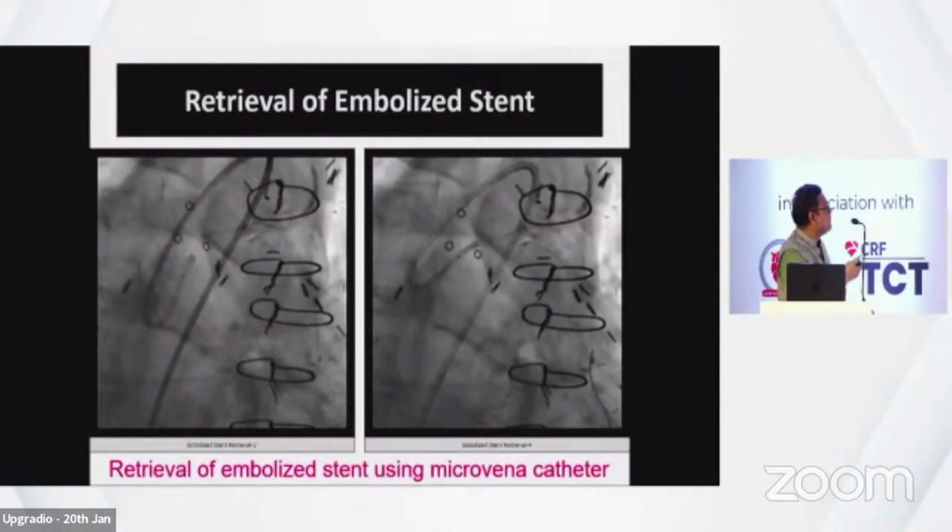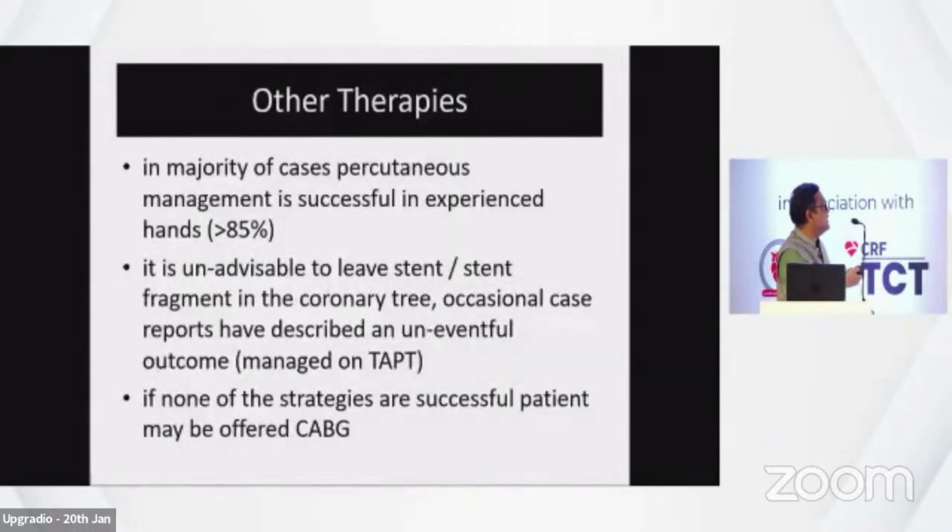So I think this is another case of retrieval using another type of catheter, the Microvena catheter. Because I'm short of time, I will not spend much time here. What I will try to say is that in the majority of cases, retrieval is possible, but the best thing is to rewire or redeploy the stent at maybe the part that you want, or even the proximal part. That is the best. Second is crushing, but retrieval is the worst option.